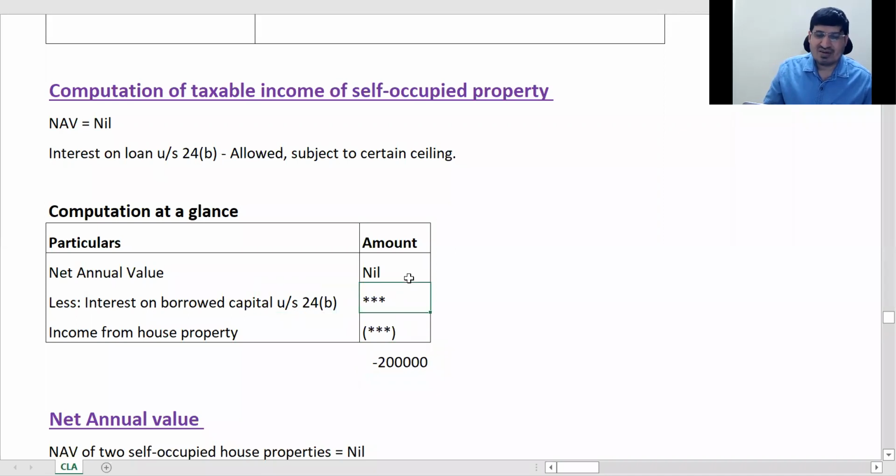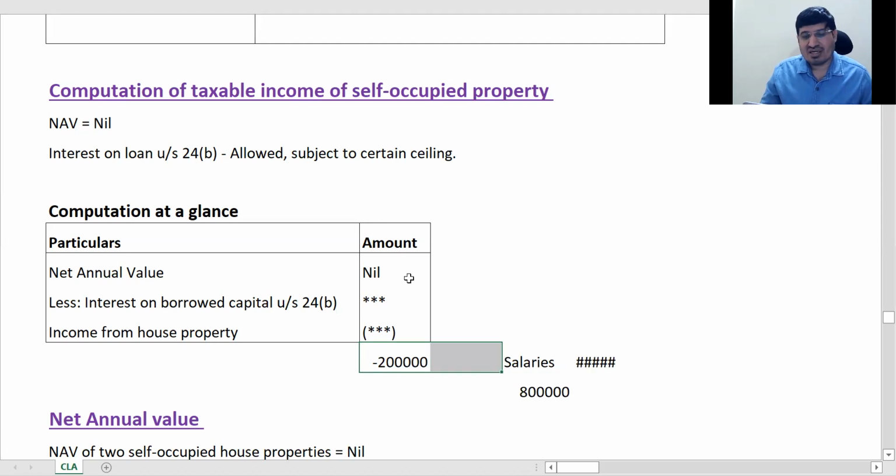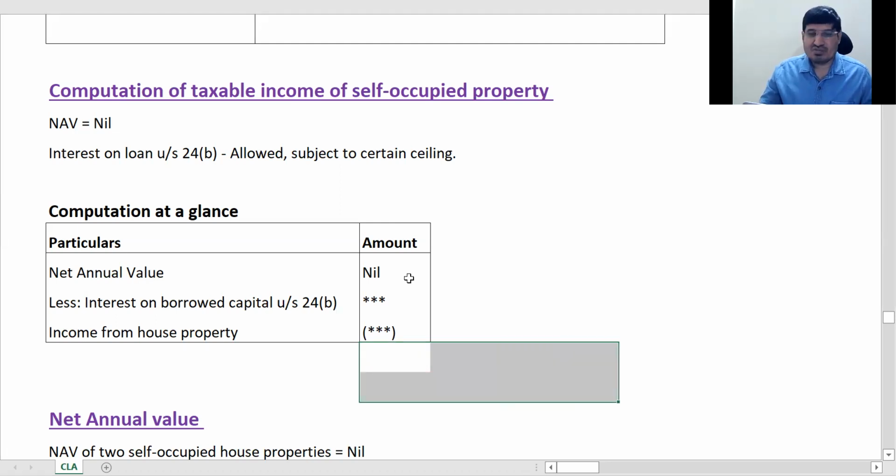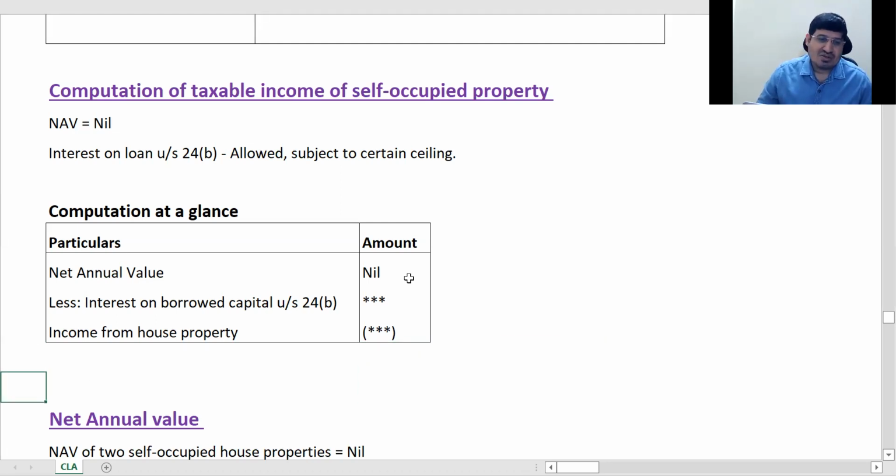considering you have paid interest of 2 lakh. Now if your salary is, say you are also working somewhere, say you are getting 10 lakhs, then the benefit is that with this 2 lakhs minus, your net salary becomes 8 lakhs. This is how you get the benefit. Okay, so let's move ahead.